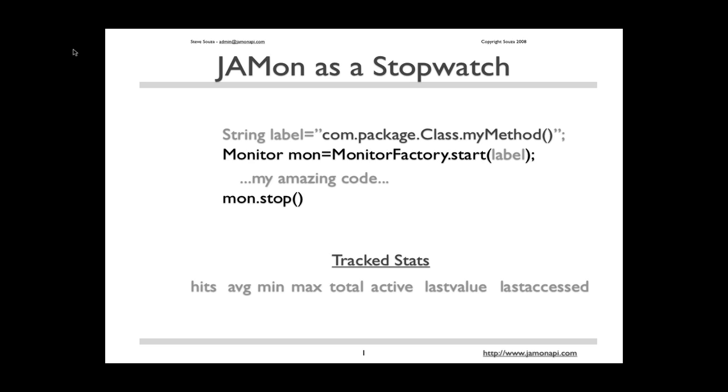Hits, which in this case would be the number of times the method was called. Average is the average time of invocation. Min is the fastest invocation. Max is the slowest invocation. Total is the total time. And active is actually how many of this method are currently running. The last value is how long did the last invocation take, and the last accessed is a date which represents when the invocation was last executed. All of this information and more is programmatically accessible and also viewable via the JAMon War reports.